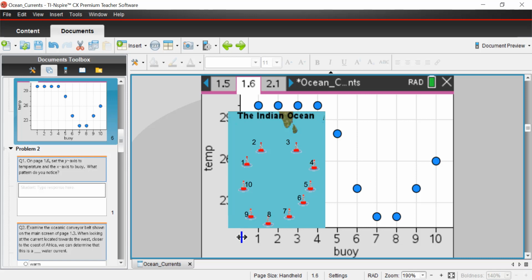Now, what you'll notice on the little picture here is that buoys 1 through 4 are close to the equator. They're closer to the equator than the rest of the buoys. And as we move away from the equator, see what happens to the temp. And then as we move back toward the equator, temp starts to increase again. So, this is a nice pattern. It makes sense geographically. From that buoy picture, you can see as we move away from the equator and as we move toward the equator, the temperature of the water changes.